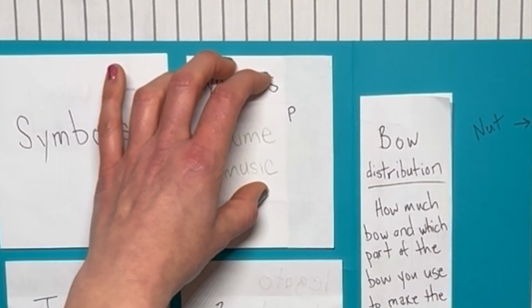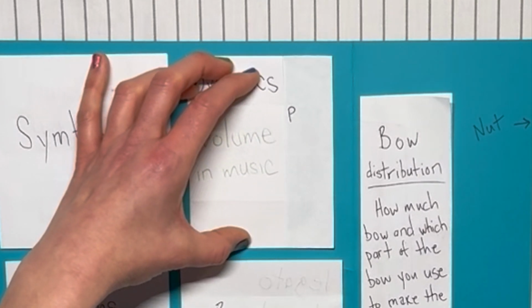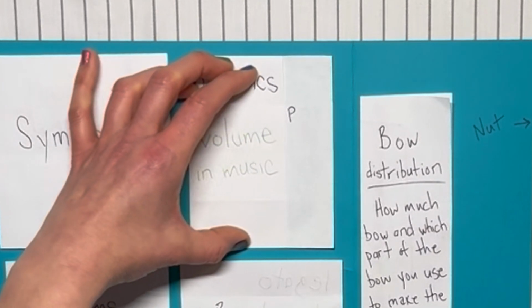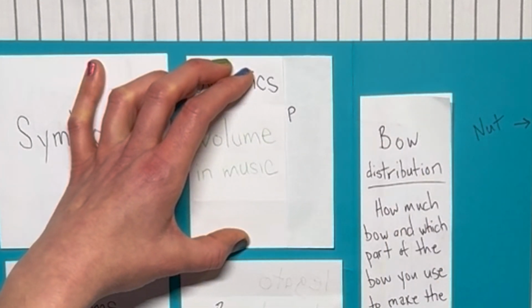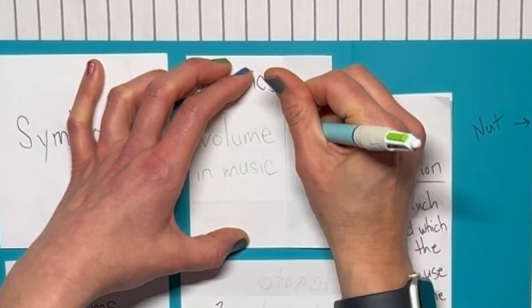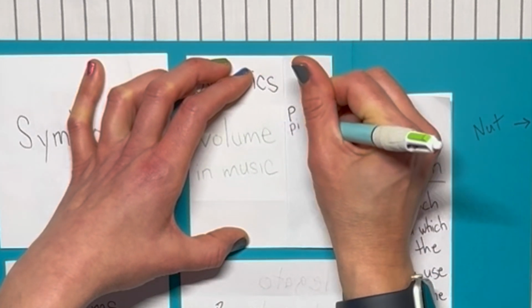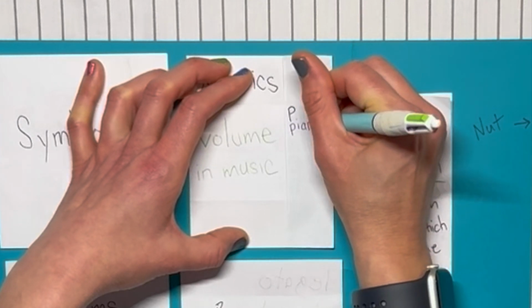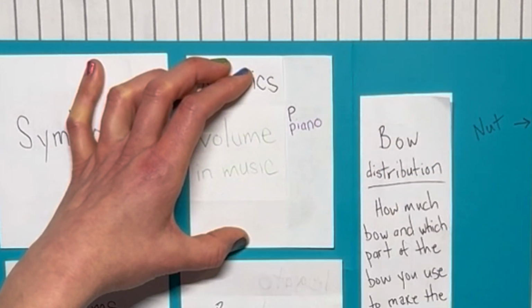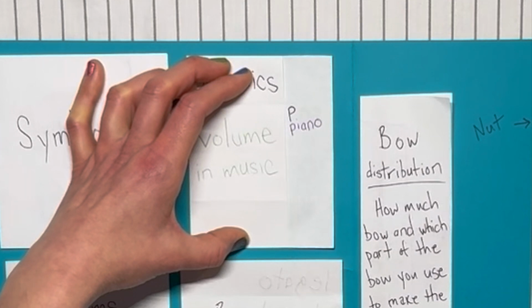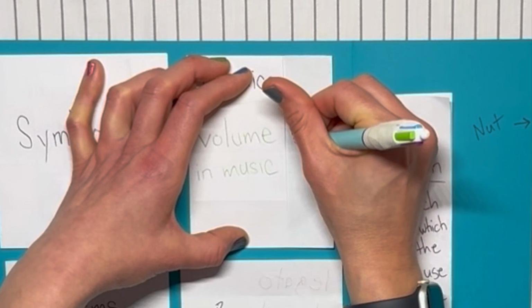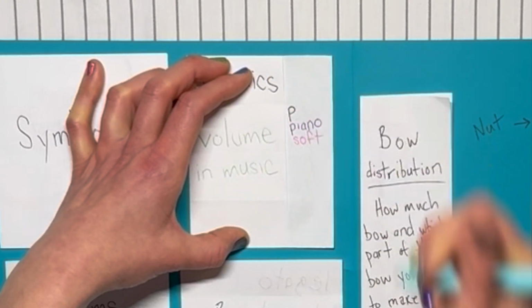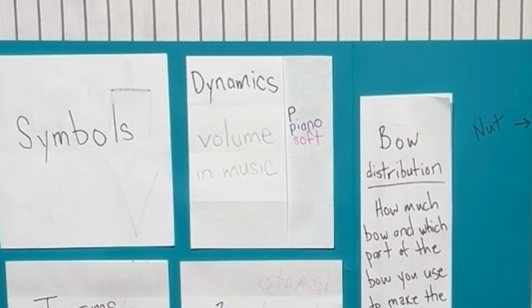I'm switching colors. And the next thing I'm gonna write is the word piano. When you see a P in music, the Italian word that it stands for is piano. P-I-A-N-O, piano. Well, what does piano mean? Piano means soft. S-O-F-T. I'll show you some examples in the music in just a moment.